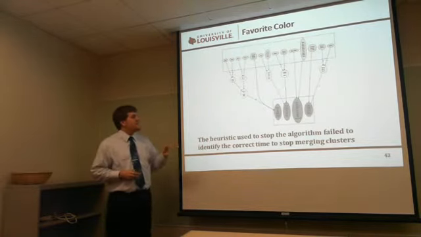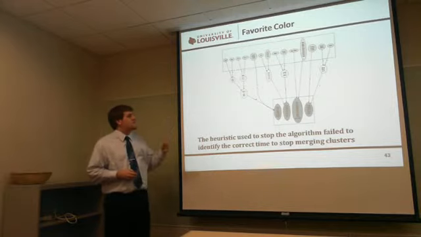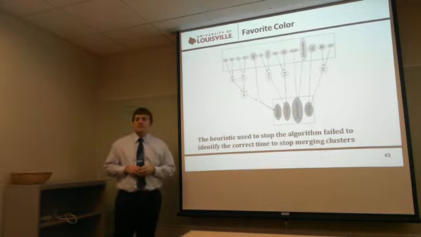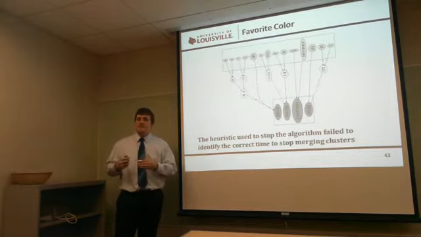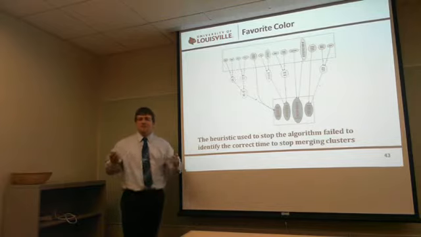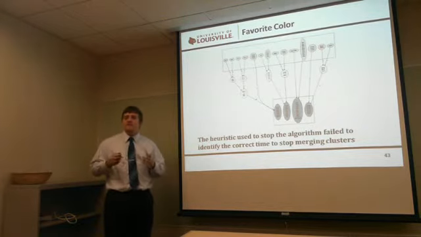In an interim step of the algorithm, this is the order of the merges. An interim step of the algorithm did have the correct result. There was the desired result, however, the heuristic used to stop the algorithm simply failed. It kept merging them together, and again, you end up with what almost looks like a random result at the end.